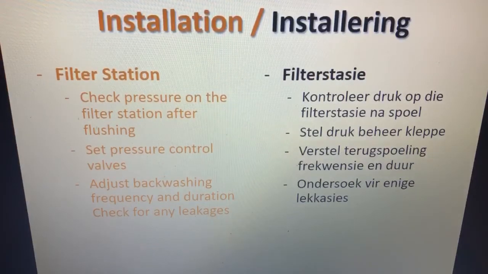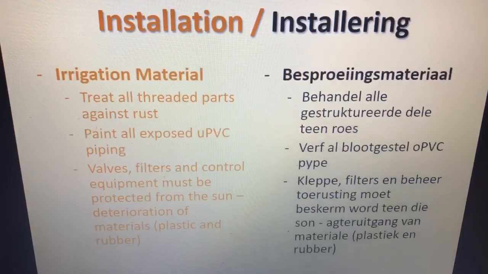Next, your filter station: check the pressure on the filter station after flushing, and then set your pressure control valves. If you remember from the filter part of the module, as the filters get dirtier, the rate at which the water is moving through your system slows down, so there's a difference in pressure. So when you have cleaned your filters, or you have a new filter that's just arrived, measure your pressure so that you know when that 10 kilopascals of pressure difference is coming.